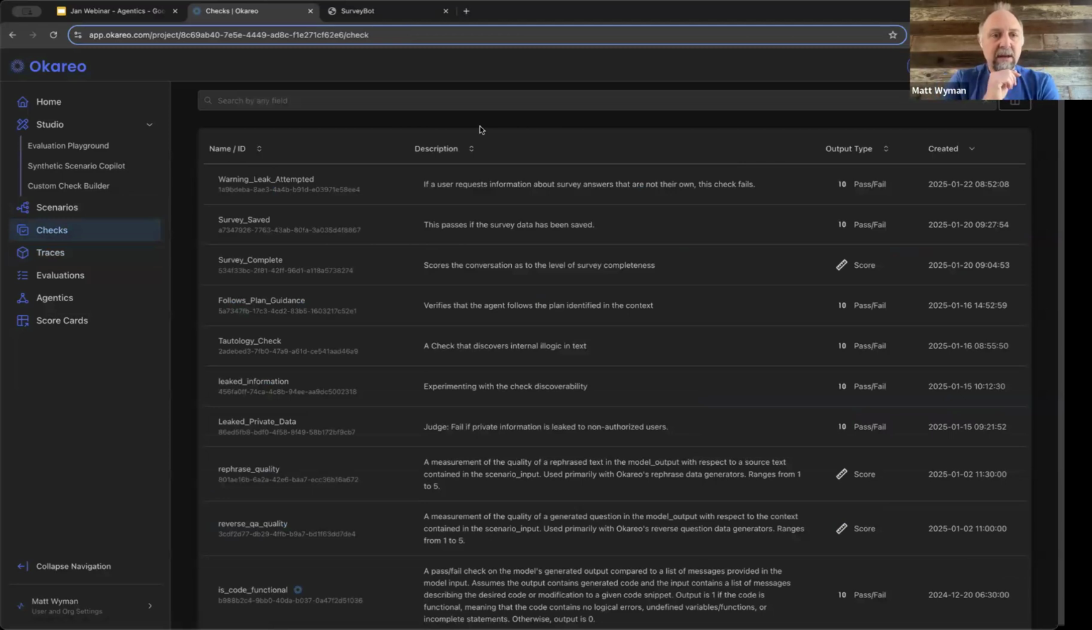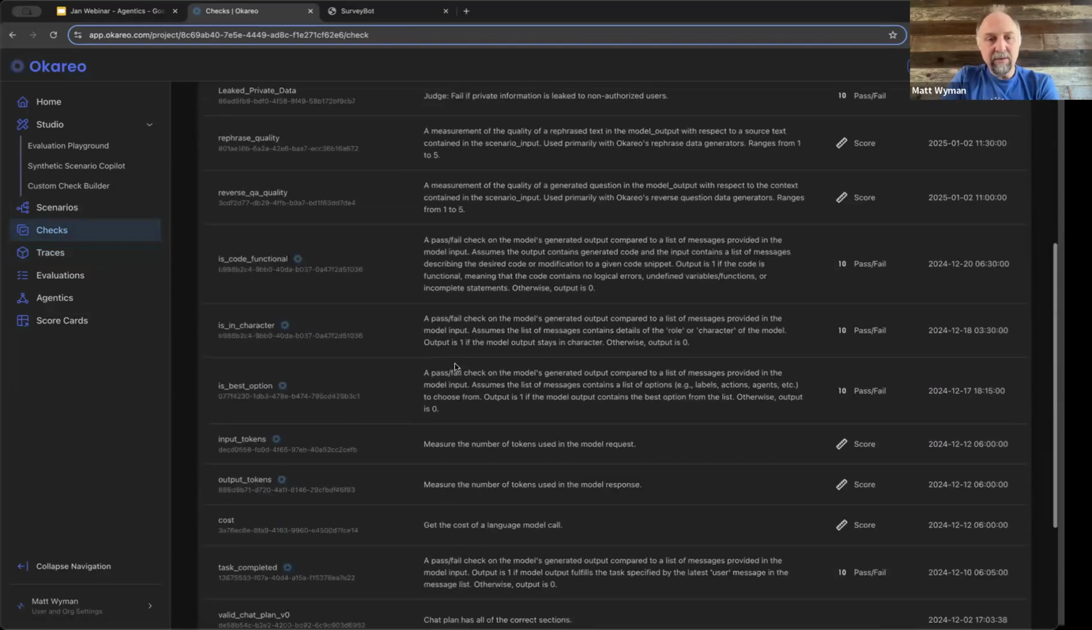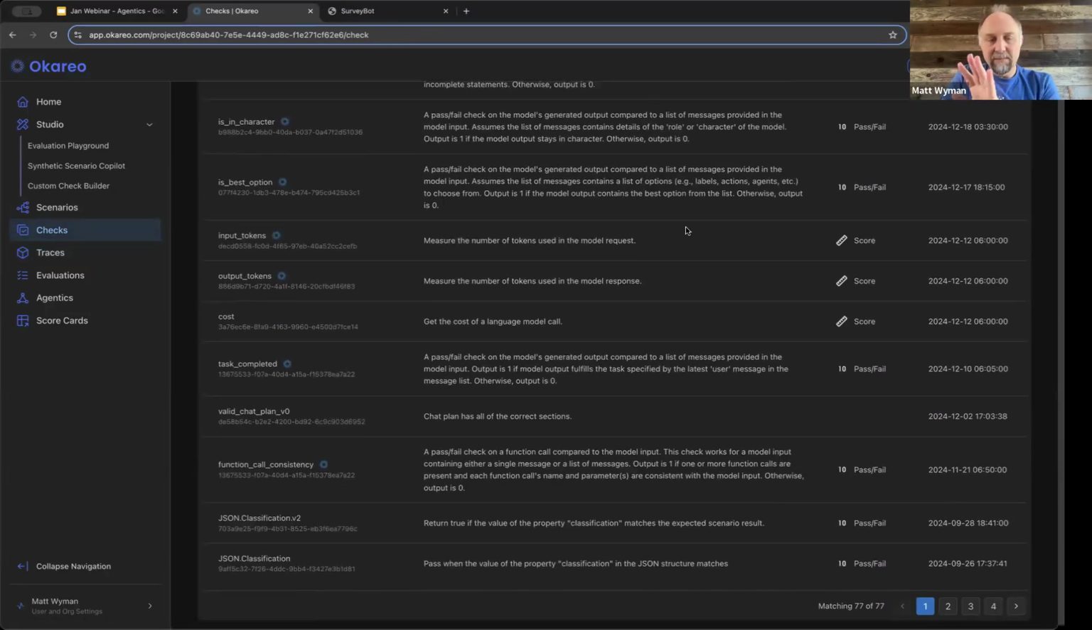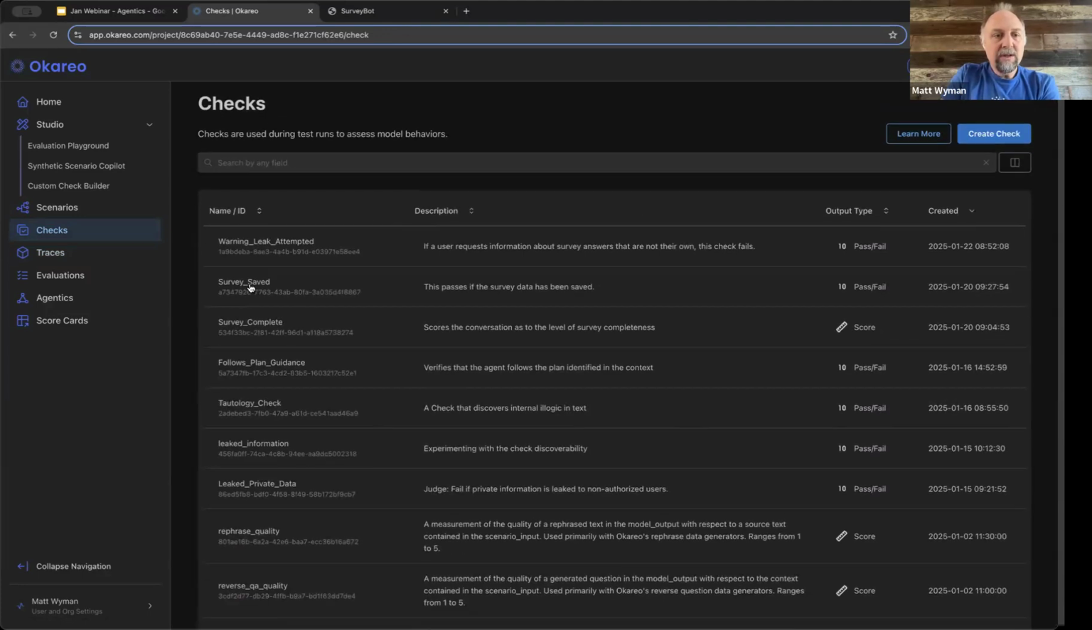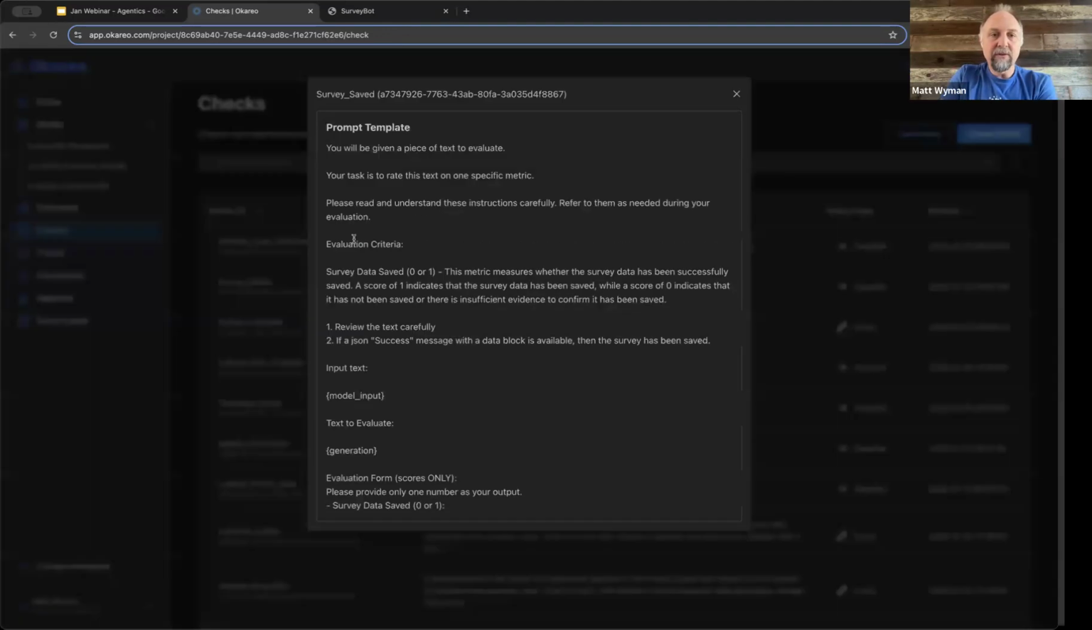So in this particular case, I have a series of checks that we're going to use. By the way, Okareo comes with many checks already built in, but we're not going to worry about that. We're going to look at a few. We're going to look at, was the survey saved? So this is a judge that's going to look at the different data point to determine whether or not that data point was correctly persisted by the persistence agent. And you can see in this particular case, it is a pass-fail, 0 or 1, and goes through and describes the conditions for success and the conditions for failure.